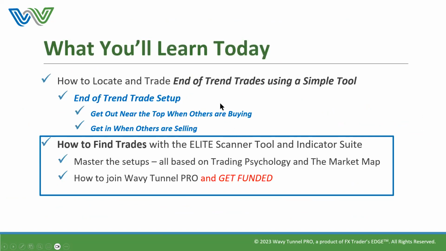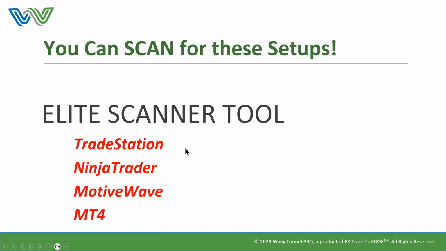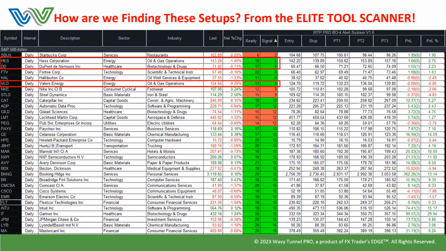So let's look at the actual scanner where I found these trades from. Okay, our Elite Tool scanner, we have it on the TradeStation, NinjaTrader, MotiveWave, and MT4. Let's look at the TradeStation scanner. So these were the markets that I looked at, and I had a few ETFs as well. But Hess Corporation, DuPont, and Valero Energy, this is the way the scanner works.